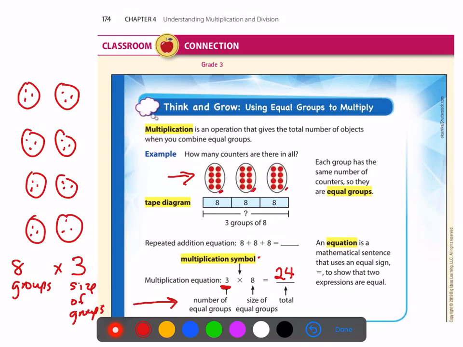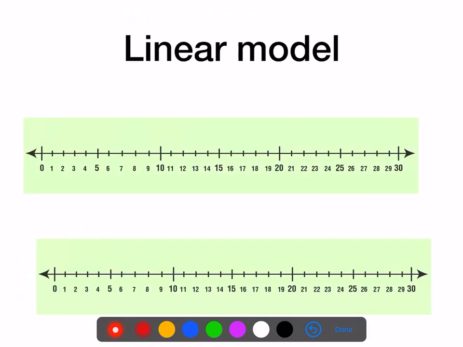The second picture you see is a tape diagram. You might have heard it called a bar model or a strip diagram, and this can be efficient when we have large numbers. Here we represent 3 equal rectangles in our strip or in our bar, and then just write the 8 inside each, and that represents 3 groups, 8 in each group, 3 times 8. Let's go to another representation.